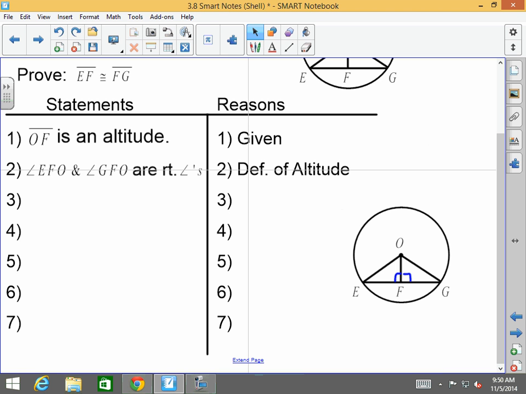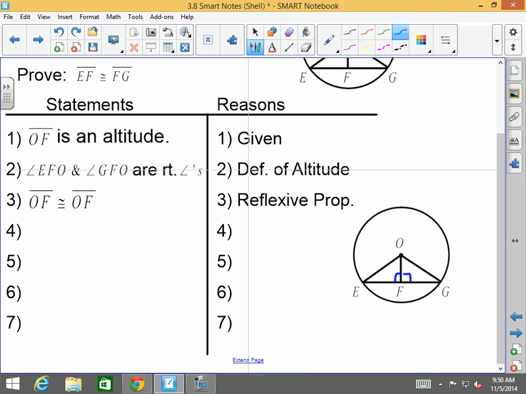Great. Now, what do we know about OF here, guys? Take a look at what you have here. Absolutely, OF is congruent to OF because of the reflexive property. Fantastic. I'm very proud of you. Let me erase that little mark here. GF, you could say OFG or GFO. That's what I have there. Why would you have to say they're congruent?